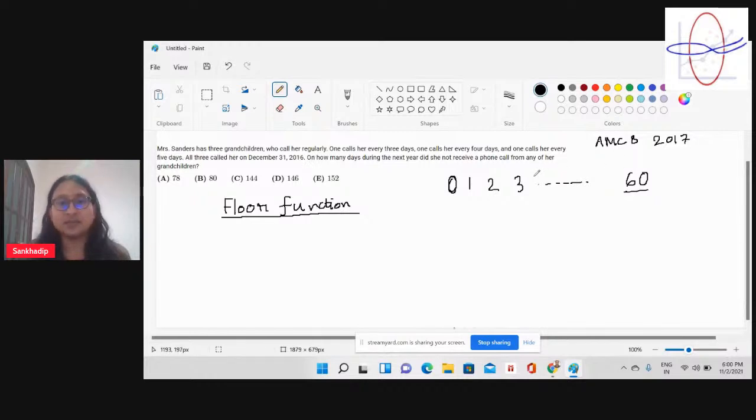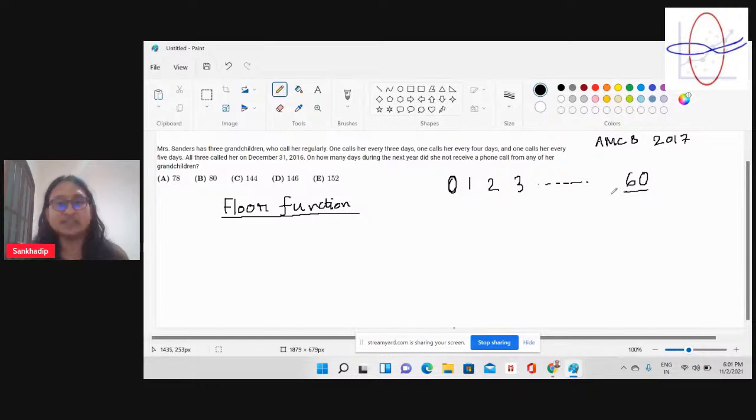The first one calls on days that are multiples of 3, the second one calls on multiples of 4, and the third one calls on multiples of 5. So they all call together on days which are multiples of all three.